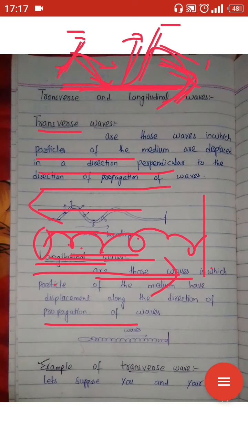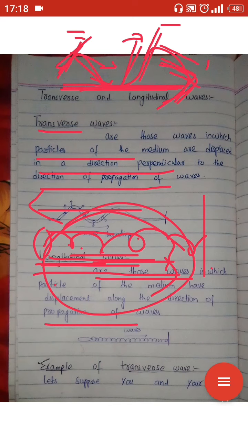They will move in the same direction as the wave is moving. Okay, so the wave and the particle are both moving in the same direction. Then the wave is a longitudinal wave, and if the particle is moving perpendicular to the direction of the wave, then the wave is a transverse wave. Okay, I hope you got this point.